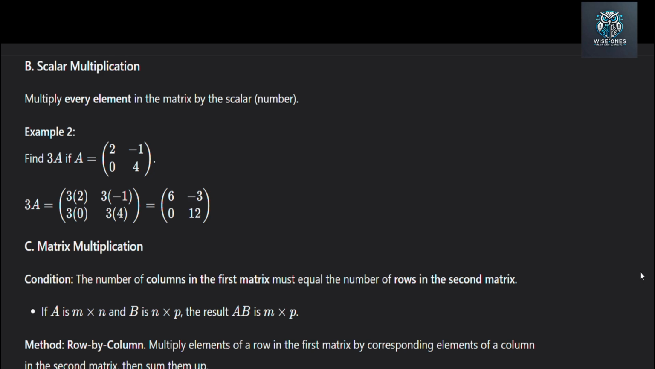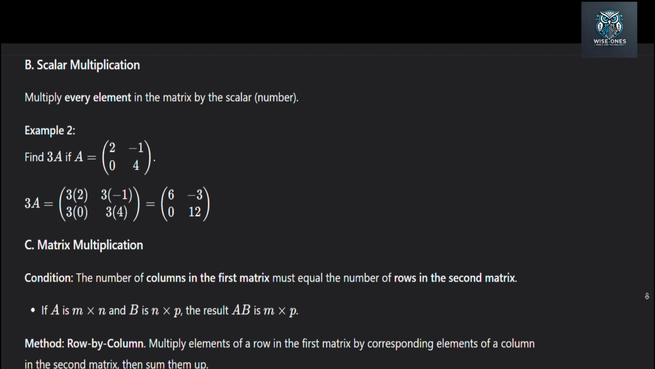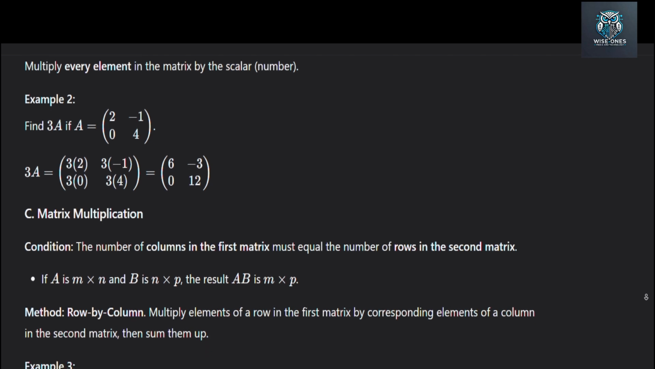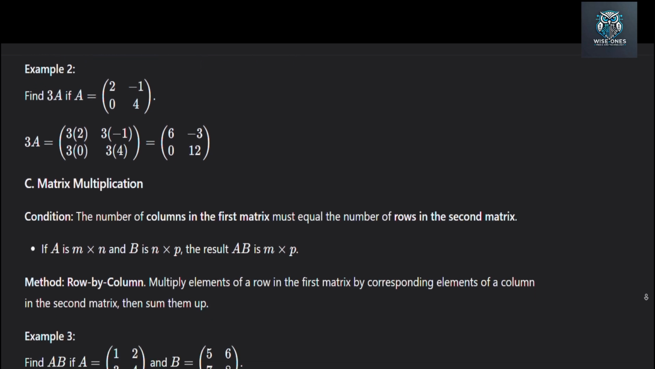We multiply every number inside by 3. Top left, 3 times 2 equals 6. Top right, 3 times -1 equals -3. Bottom left, 3 times 0 equals 0. Bottom right, 3 times 4 equals 12. So the result is a matrix with first row 6, -3, second row 0, 12. Remember to watch your signs. Positive times negative is negative.